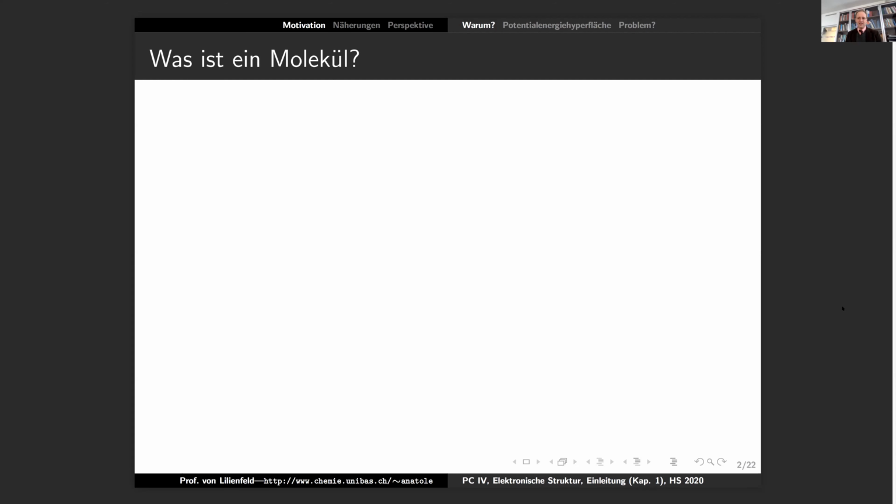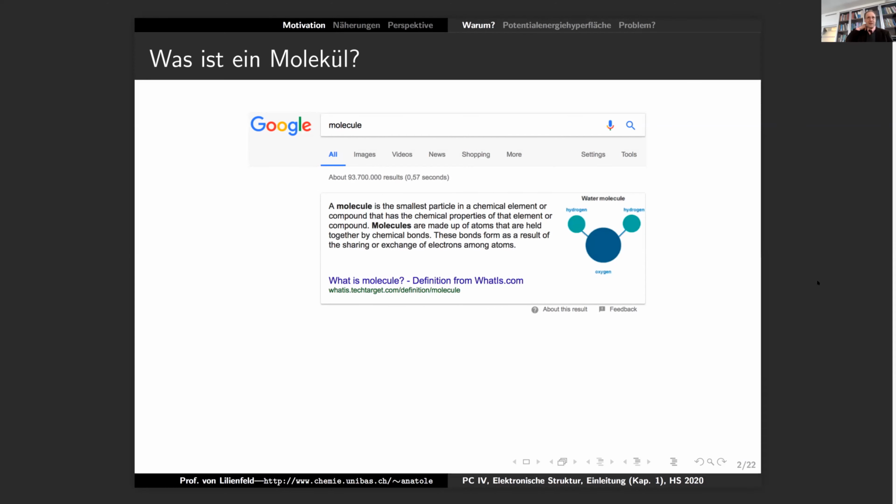This is, of course, something quite common in science, that simple questions have tricky answers, right? So by the simplicity of the question, you may not infer the simplicity of the right answer, at least. So if you Google this question, or if you Google a molecule, right, you see here a definition.